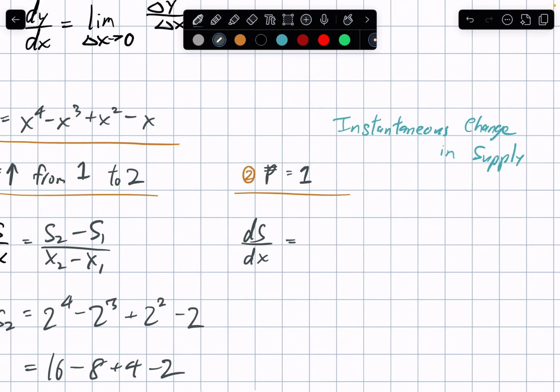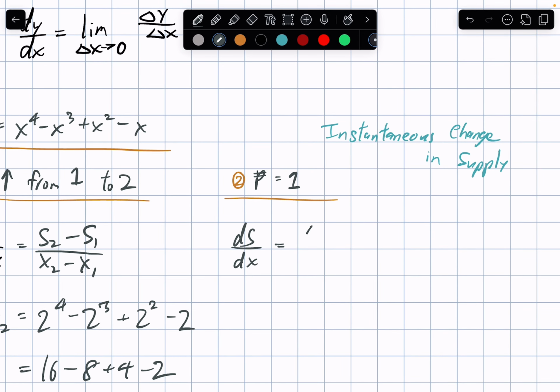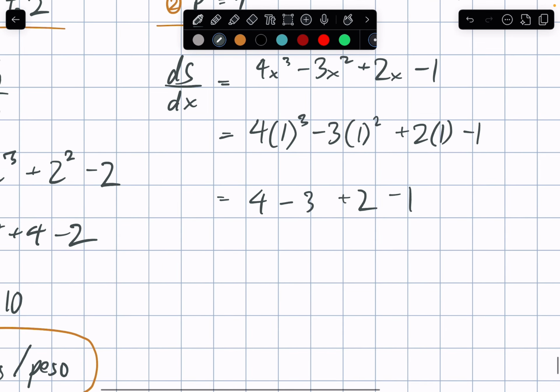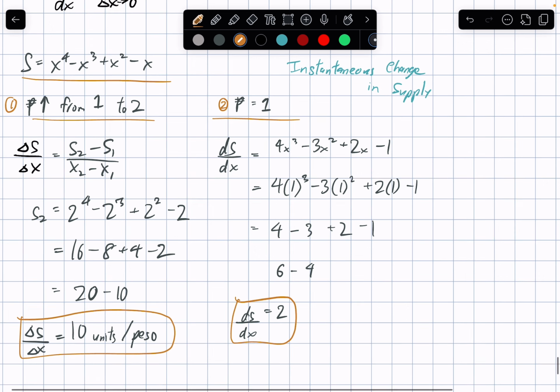So this is where we find the derivative. So 4x cubed minus 3x squared plus 2x minus 1. Then we substitute x as 1. 4 times 1 cubed minus 3 times 1 squared plus 2 times 1 minus 1. So ds over dx is 2. Let's answer another practice question.